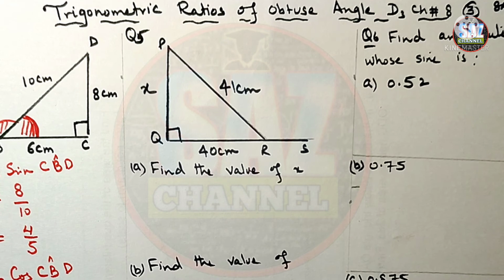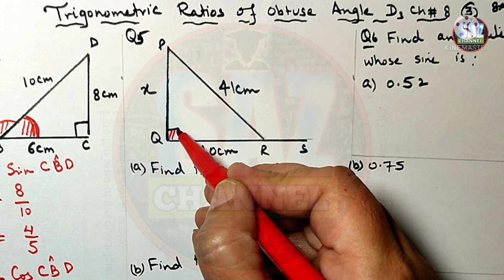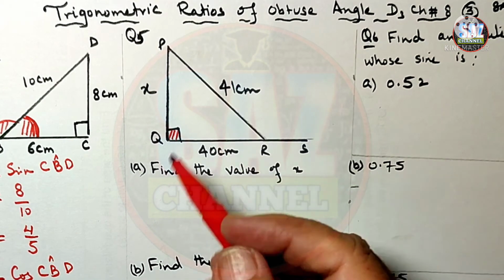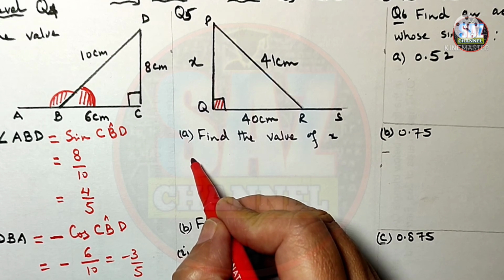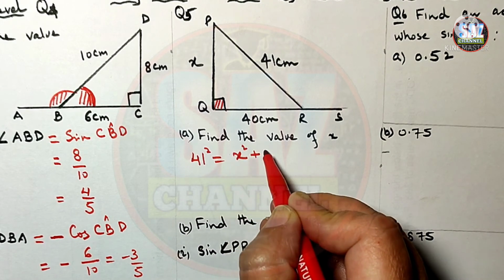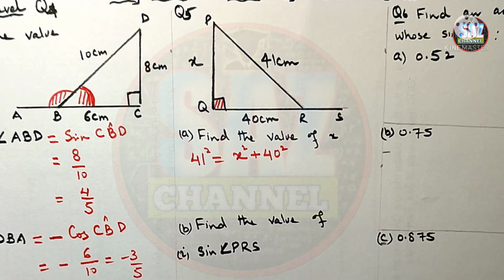In order to find the values of different trigonometric ratios, first of all we have to find the value of x, because we know that the trigonometric ratios are the ratios of the different sides of the triangle, and the triangle has to be a right angle triangle. So let's go to the solution and finding the value of x. As x is the height and we are given the hypotenuse and base, by using Pythagoras theorem, 41 square will be equal to x square plus 40 square. Do not forget the rule of Pythagoras theorem.